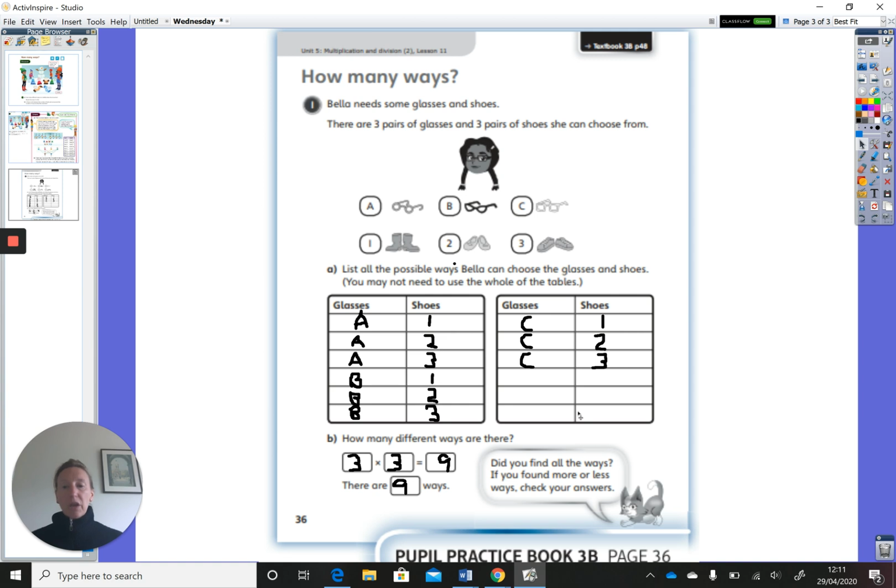So Willow class, have a go yourself. That is page 36. So have a look at page 36, 37 and 38.